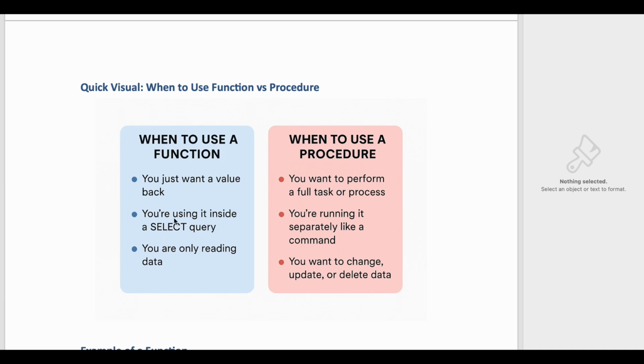For functions, you're using it inside a select query. For procedures, you're running it separately like a command. When it comes to functions, you are only reading data. And in procedures, if you want to perform DML commands, if you want to change data, update or delete, that is possible only in procedures.